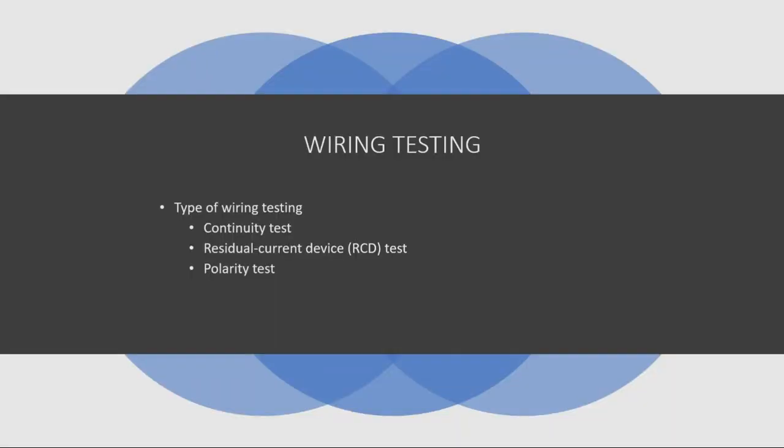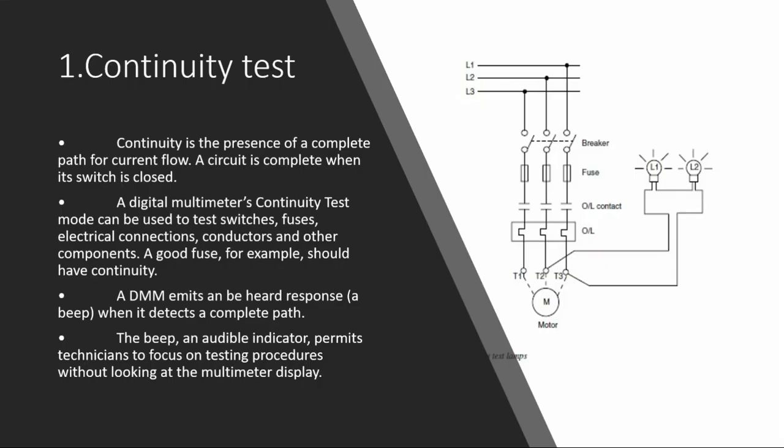Now, wiring testing. Types of wiring testing are separated into 3, which are the continuity test, the residual current device (RCD) test, and the polarity test. Continuity test. Continuity is the presence of a complete path for current flow. A circuit is complete when its switch is closed. A multimeter test mode can be used on switches, fuses, electrical connections, conductors, and other components. A good fuse, for example, should have continuity. The beep, an audible indicator, permits the technician to focus on the testing procedure without looking at the multimeter display.